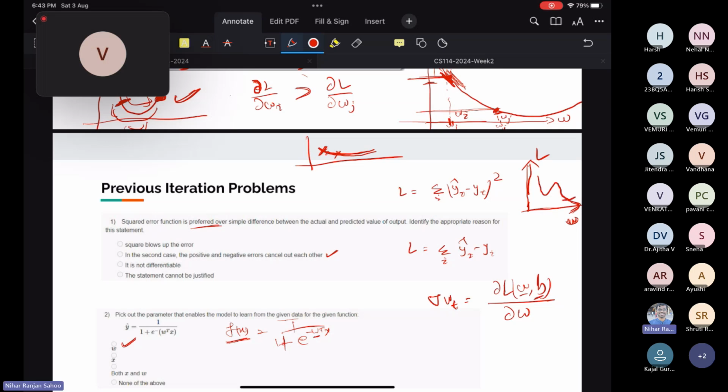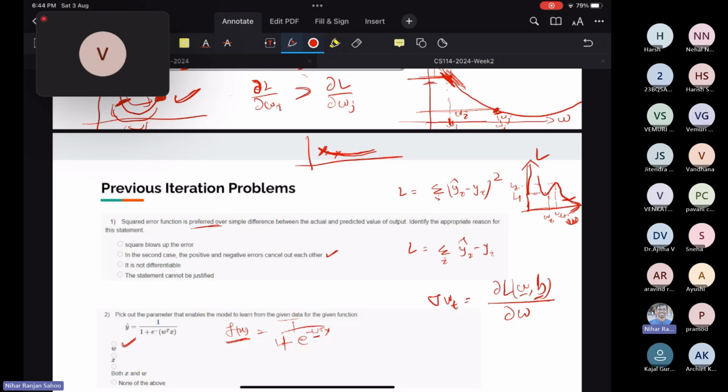Depending on that, the nature of the plot will be decided, right? So here, at one time point W is this, and at another time point W is this, W_t plus 1. Correspondingly, you can see the loss values. Here the loss is L1, and let's say this loss is L2.